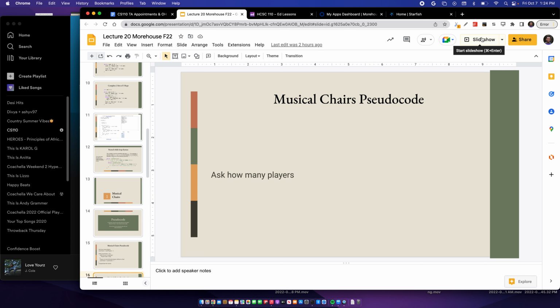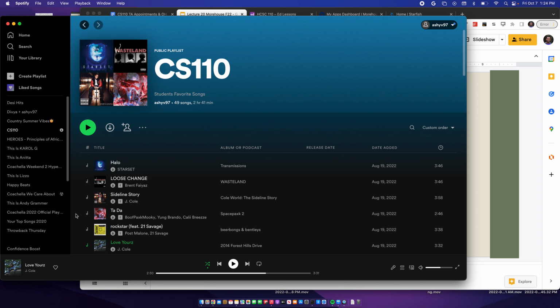So this one says, ask how many players. We have 3 players. They said chairs is equal to amount of players minus 1. So 3 minus 1 is 2. We got that set up. And their first while loop says, while the music is playing, so we'll play the music. And while the music is playing, they say walk around.